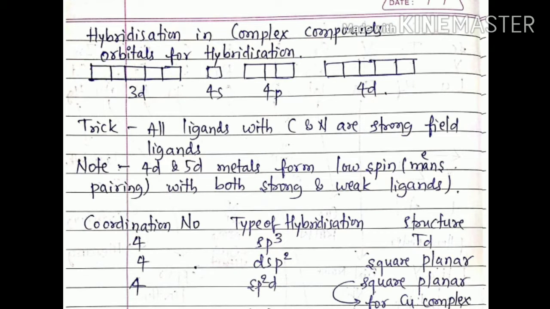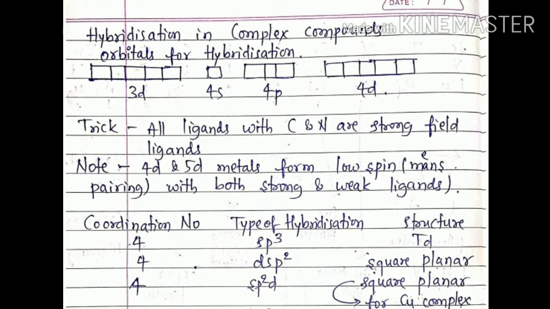In this video I will discuss some tricks related to chemistry. So let us start. The first is hybridization in complex compounds. The orbitals for hybridization are 3d, 4s, 4p and 4d. The trick here is that all ligands with carbon and nitrogen are strong field ligands, and those ligands which don't have carbon and nitrogen are considered weak field ligands.